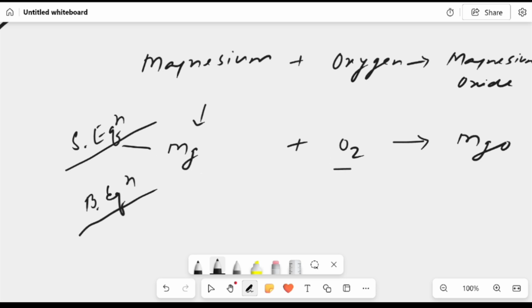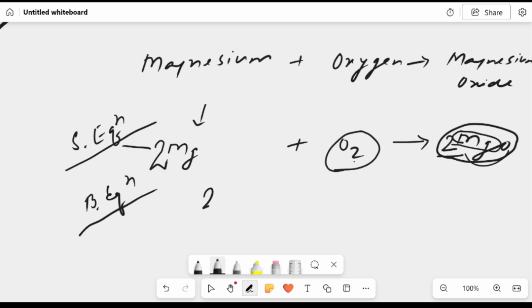So here we have two atoms of oxygen, and here we have only one. So 2 into 1 is 2. Now the atoms of oxygen, we have two here, two here, but here we have two magnesium atoms, and here we don't have any. So now it's balanced. So now we write 2Mg plus O2.